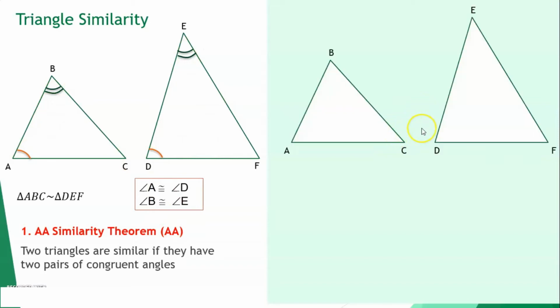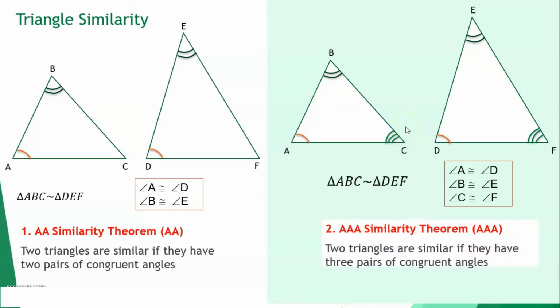Okay, another. Given this, angle A is congruent to angle D, angle B is congruent to angle E, and angle C is congruent to angle F. So with this one, these two triangles are similar based on the AAA similarity theorem that states two triangles are similar if they have three pairs of congruent angles.